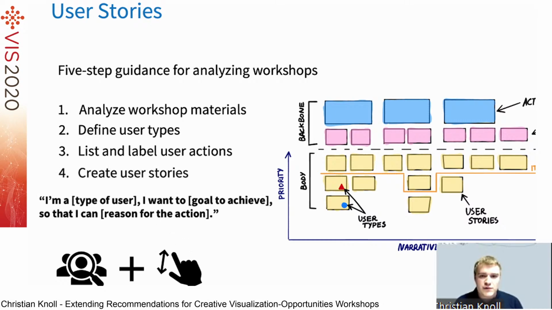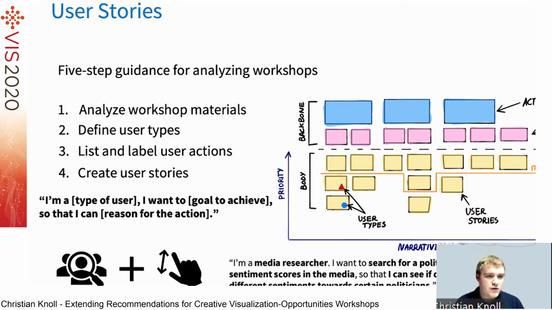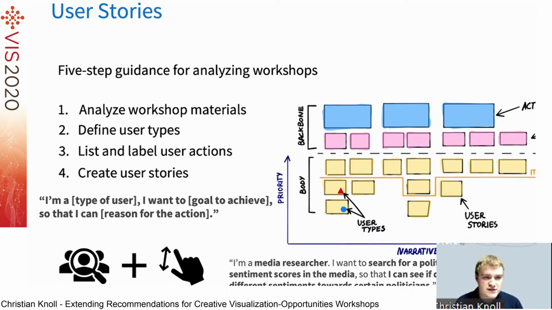The next step is to formulate user stories for each theme cluster and each user type using the following template. I'm a type of user, I want to achieve a goal, so that I can give a reason for that action. Some examples are, I'm a linguist. I want to compare the similarity network of a word from one year with another so that I know if there is a change in the usage of the word. Or another example would be, I'm a media researcher. I want to search for a politician and see the distribution of sentiment scores in the media so that I can see if different media sources report with different sentiments towards certain politicians.